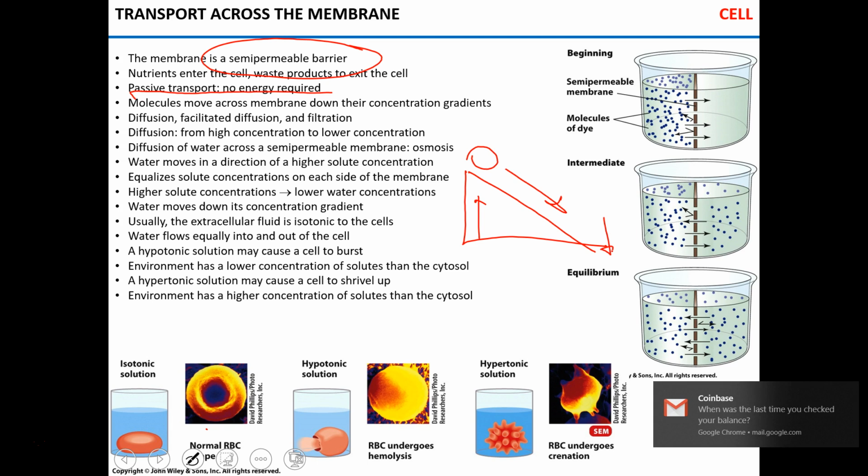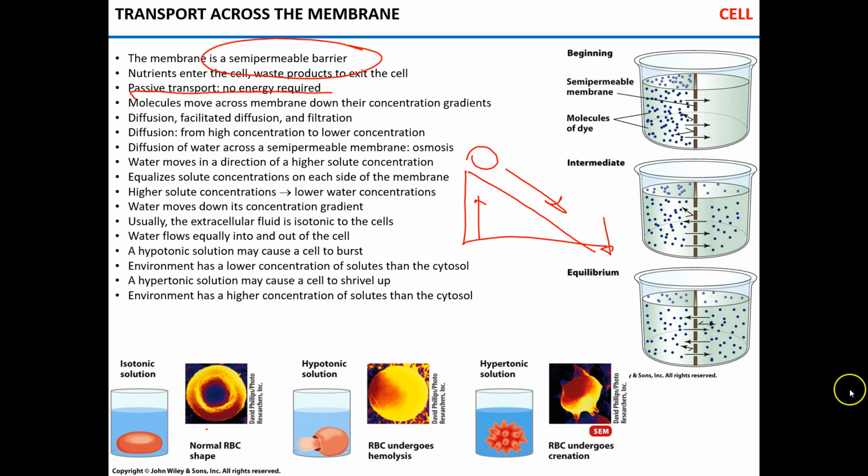The typical example of the passive transport is the diffusion. In diffusion, like shown on that image on the right, molecules of the dye move from their high concentration on the left of the beaker across the semi-permeable membrane to the low concentration area on the right side of the beaker.